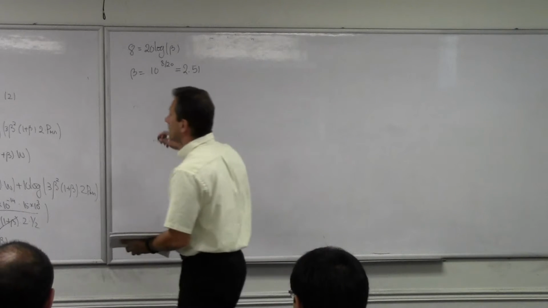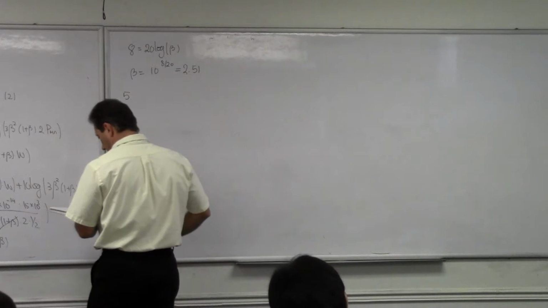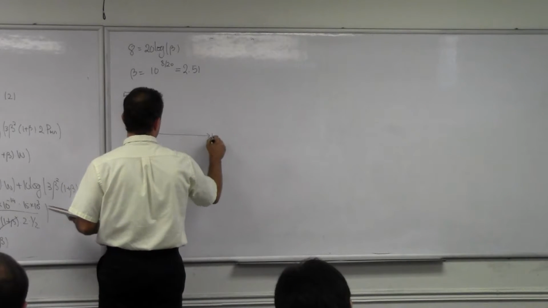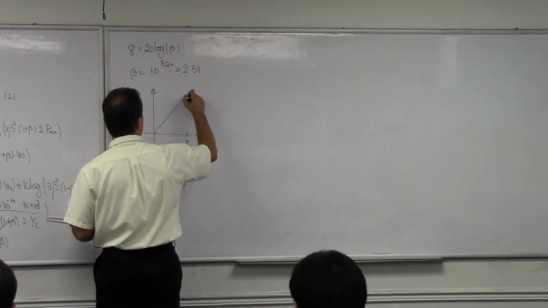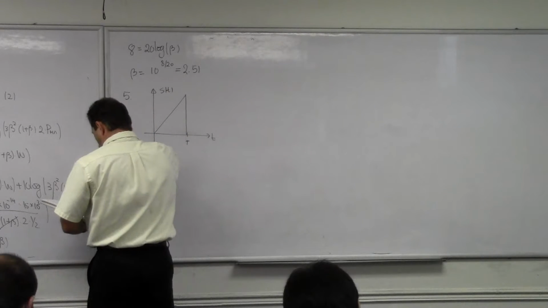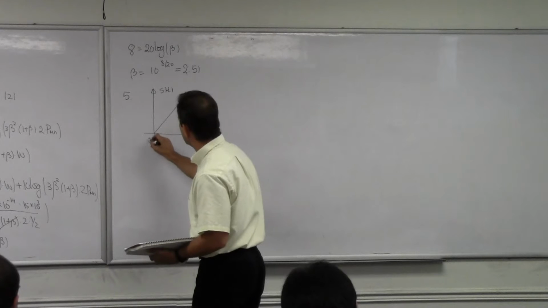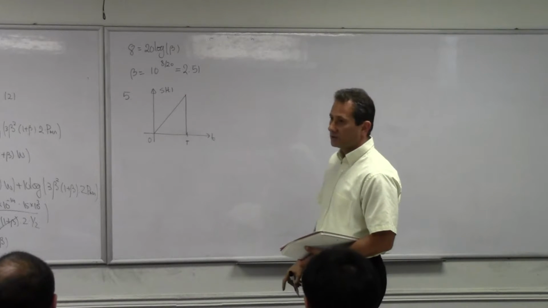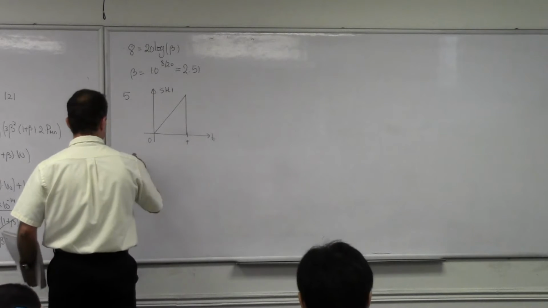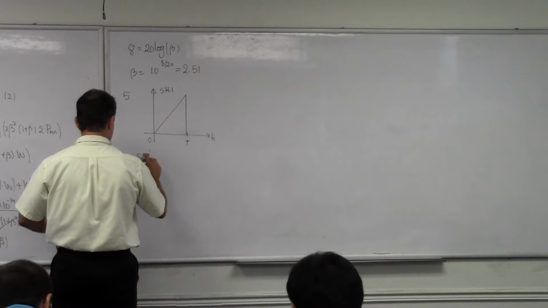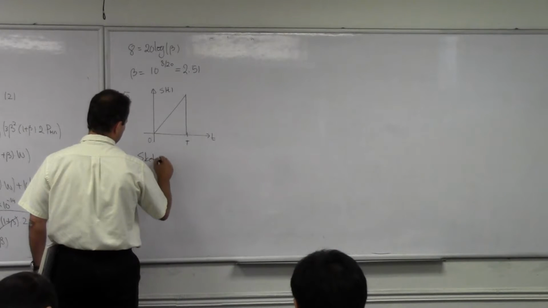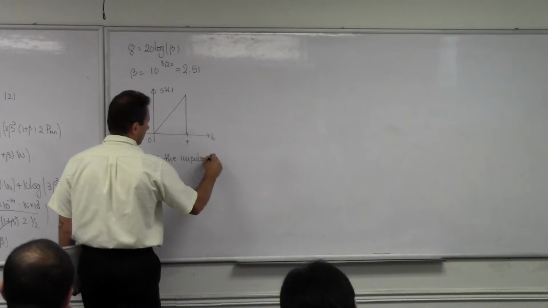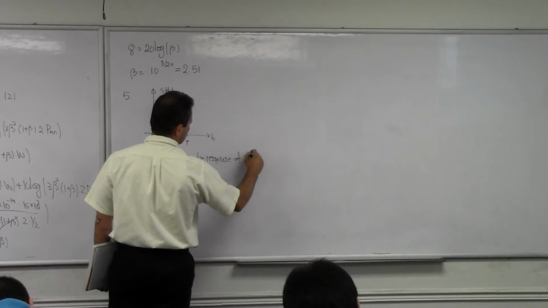Okay, let me do at least a couple more. This is problem number 5. It says, consider a signal given in the figure. So I have a signal that looks like this. This is from 0 to T. Here it is, s of t. It says I'm going to use this signal for signaling, and it says sketch the impulse response of the matched filter for this signal.